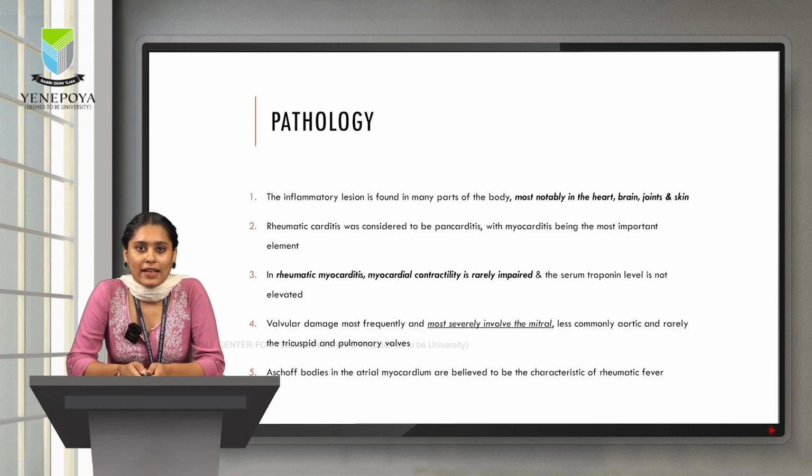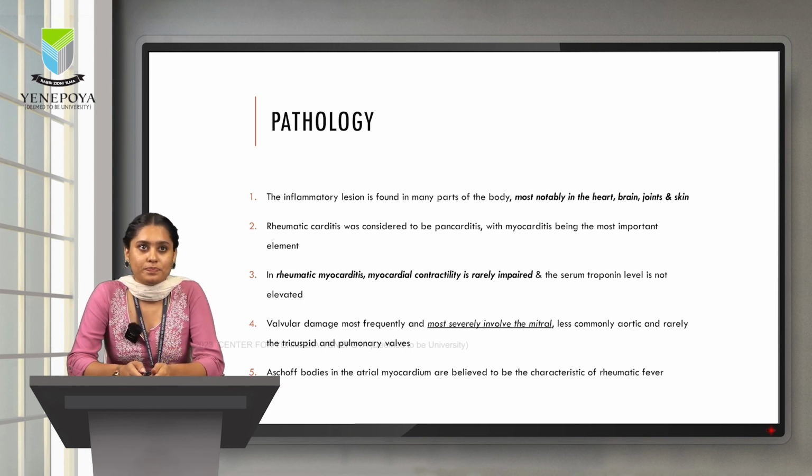Moving on to the pathology. What is the pathologic condition you are going to see in acute rheumatic fever? Here you can see that there are inflammatory lesions found in different parts of the body. Acute rheumatic fever affects not only the heart but also different parts, which include the heart, brain, joints and the skin. These are the affected areas, and you can see different clinical manifestations associated with this condition.